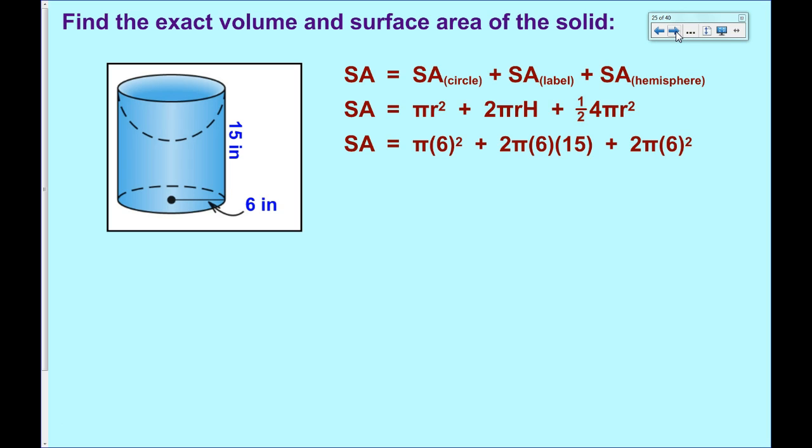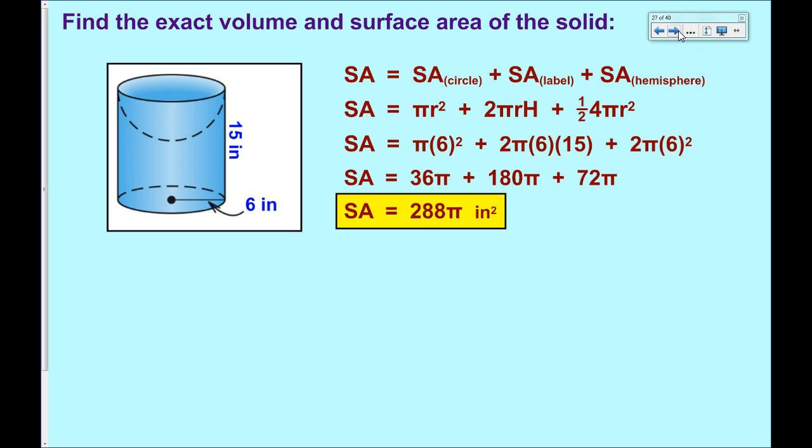We don't have to go outside and figure out anything else. We can just plop them right in. You've got 6 squared, multiply all the numbers together. Each term will have a pi in it. So this is again a situation where you can combine all like terms, and you get 288 pi inches squared.